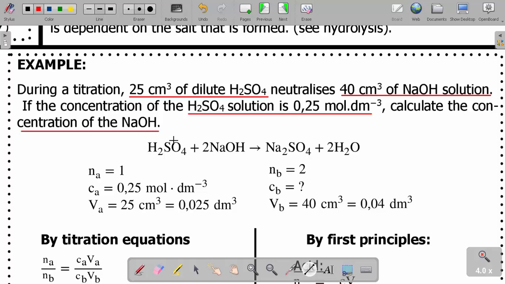Now the formula for sulfuric acid is H2SO4 plus sodium hydroxide, which is NaOH, to give us sodium sulfate plus water. Please, you must balance the equation. Now I know my Na is 1 because of the one here. And then my Nb is 2 because of the 2 here for the base. Then the C for the acid, that is Ca, it is 0.25, this is given here.